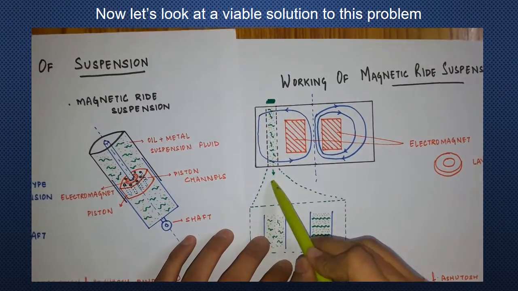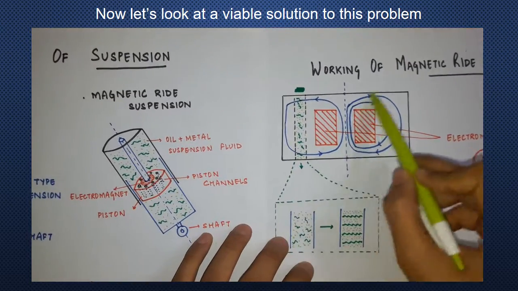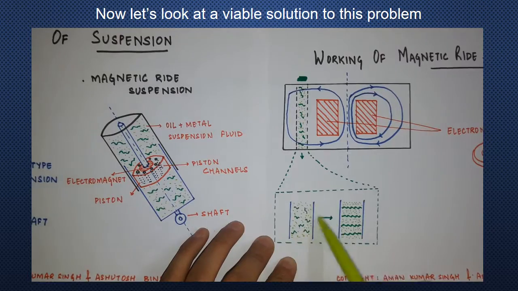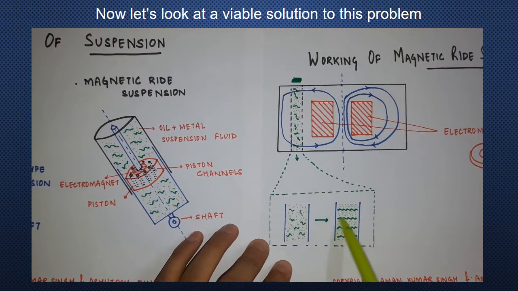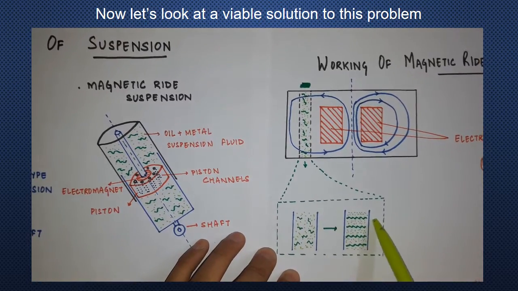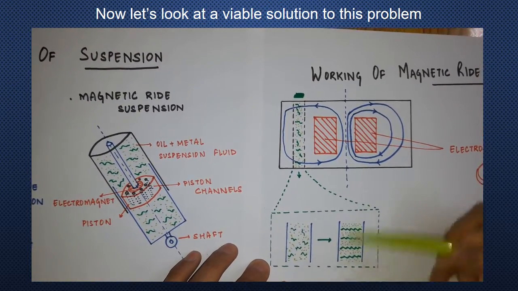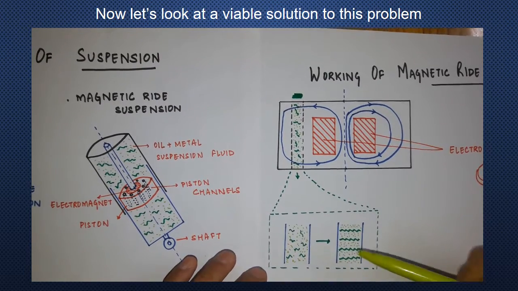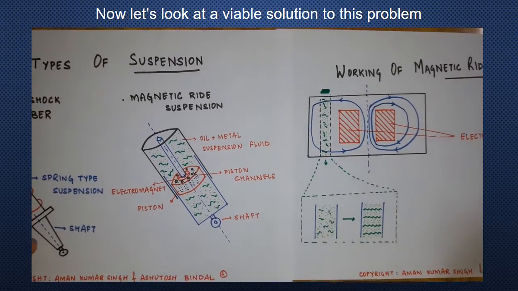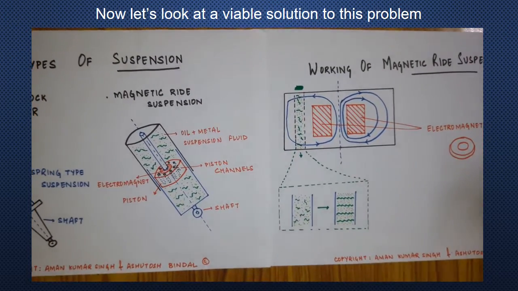that this piston channel experiences a magnetic field in this direction. Now the oil and the metal that are passing through it, which were initially randomly oriented, now get oriented in the direction of the magnetic field. What this leads to is that it restricts the free flow of oil. So in this way, the damping constant of the suspension increases. This is how we can control damping with just the voltage.